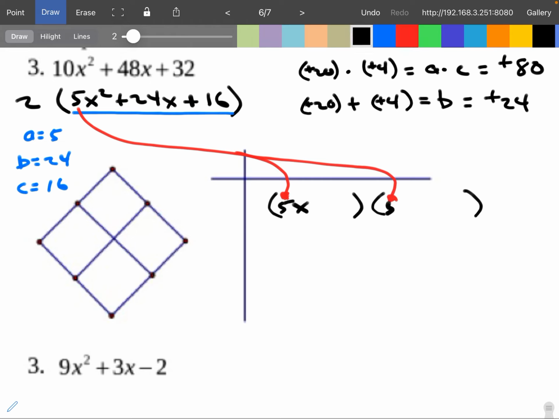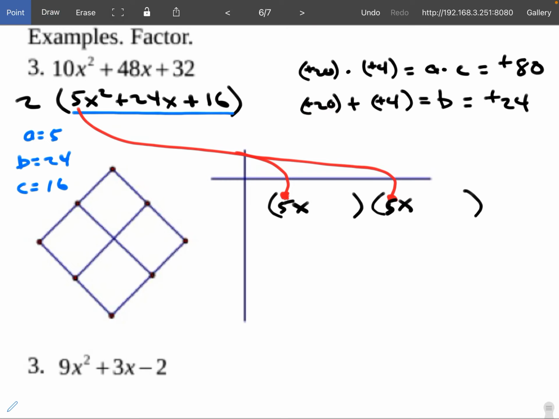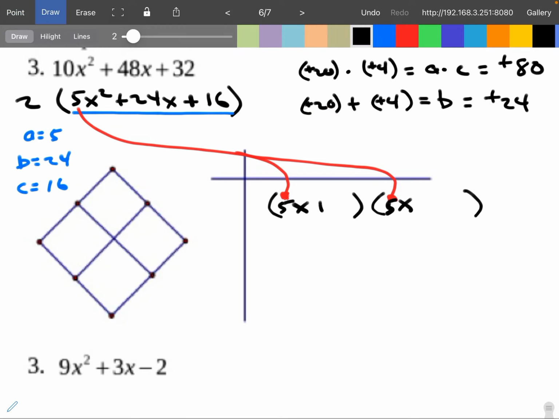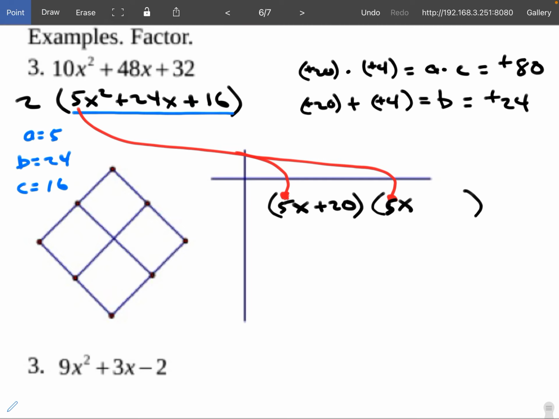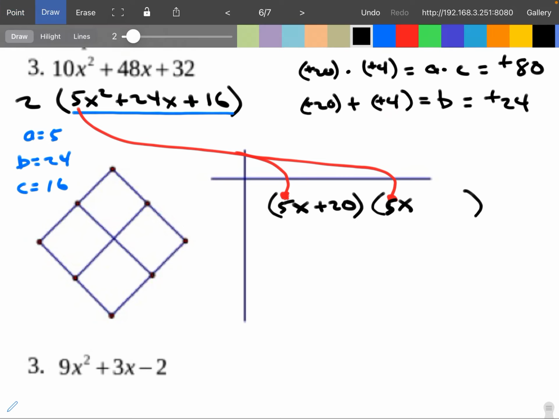All right? So you're going to write 5x and 5x. Now, I saw a lot of people in the homework writing 5x squared and 5x squared. No, it's not. The x is not squared. It's just 5x and 5x. And then you've got a positive 20, so you write plus 20. And then you've got a positive 4, so you write plus 4.